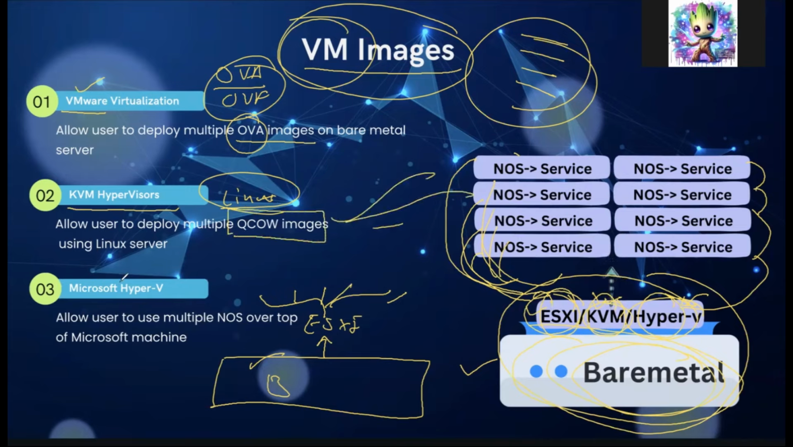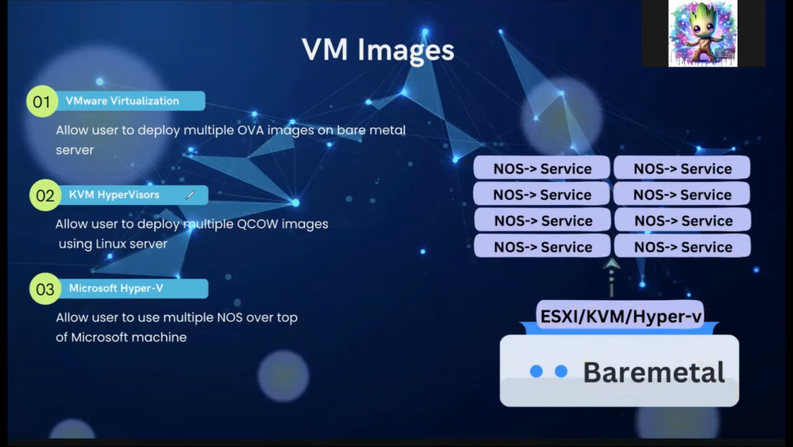And the same way, if we are using Microsoft Hyper-V on this bare metal, right? Then over top of that, we can install multiple NOS, and then we can enable multiple services. But in this condition, first of all, this resolves the issue of multiple physical servers. Now we have a single bare metal where we have a good amount of resources, and then we are having multiple nodes.